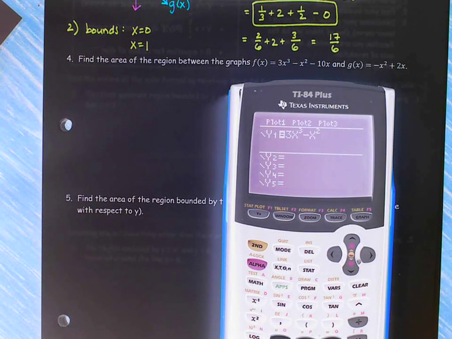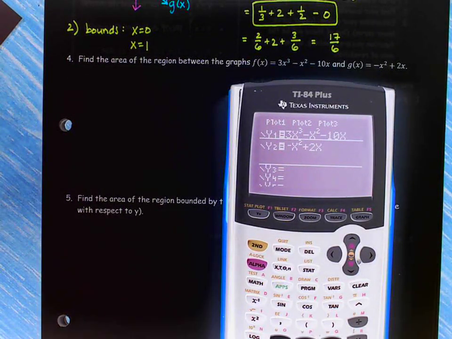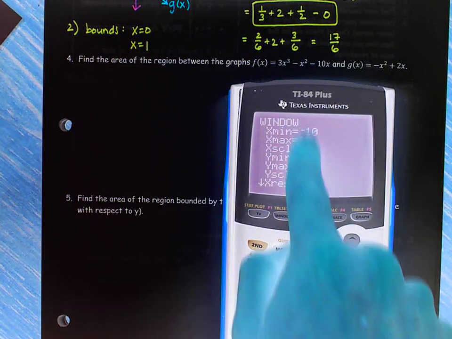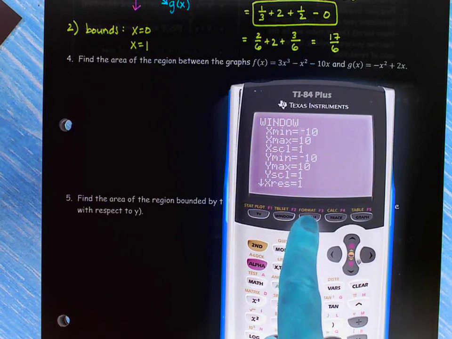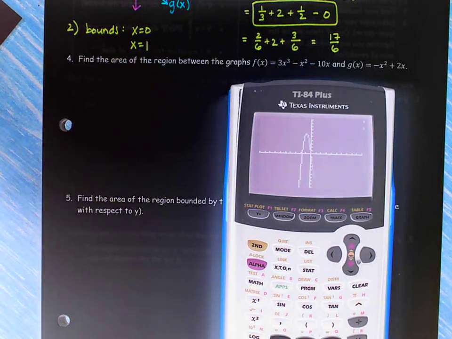So I'm just typing in my function. You should be doing this at the same time. I know I'm doing this for you, but you really want to practice doing this by hand, because on the AP exam, I will not be there to type things in for you. Hopefully my window is a standard zoom. If it wasn't, remember you can just go to Zoom 6. And I'm going to graph my curves. And this actually gives me a pretty good view.